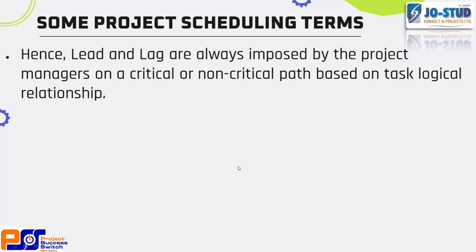Now, let me just pause here. It's out of the scope of this class, but let me ask something. Who knows the difference between crashing and fast tracking a project? Who can quickly tell me? Let me just refresh our mind.